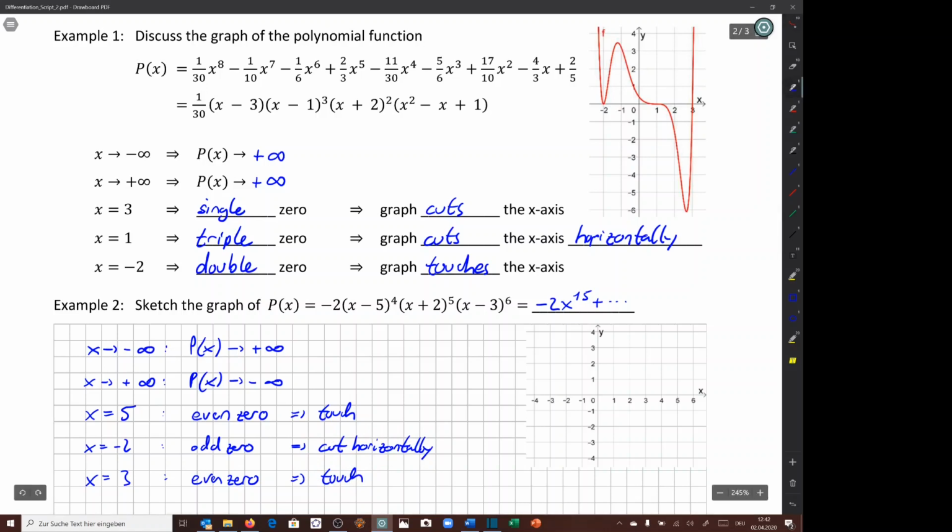So we start somewhere at infinity here, then we cut horizontally at -2, and we touch twice, namely at 3 and at 5. So we'll get something like this here. And yes, we see now we went off to -infinity as predicted here. So this is sort of a control. If we had got here +infinity and we went off here to -infinity, we would know that something was wrong, either in the way that we found the behavior at infinity or for the zeros.